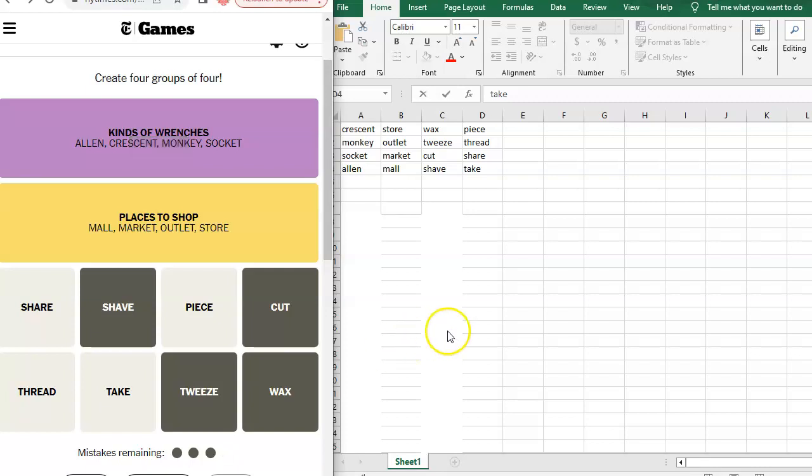Oh! No! Shoot! You don't take hair. You don't share hair. You can thread hair. And you can use a hair piece. Hair wax, hair tweeze, hair cut, hair piece. Shave, thread, share, take. I don't know.